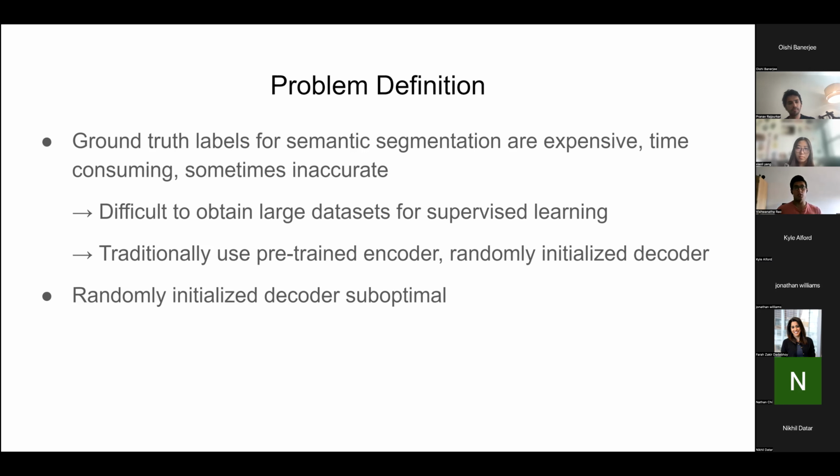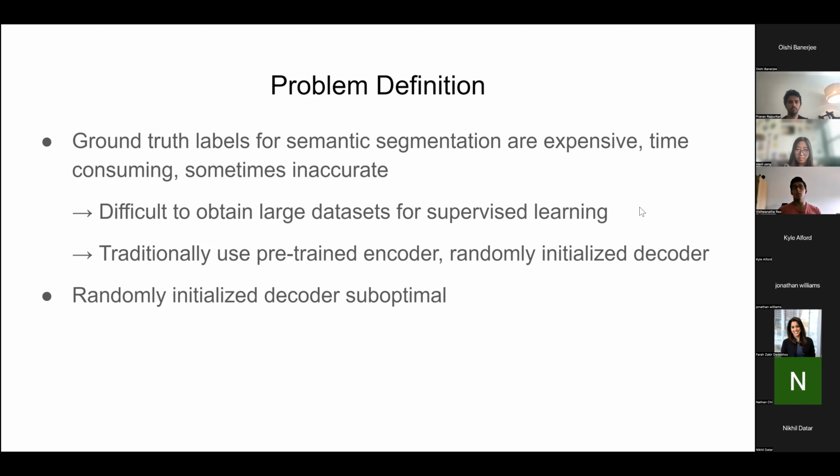As a result of this, we traditionally use a pre-trained encoder and a randomly initialized decoder for semantic segmentation. For semantic segmentation, we normally use an encoder-decoder network, with the encoder necessary to extract the latent features within the image and the decoder necessary to bring back the resolution of the original image. So when we're dealing with small data sets, it's better to use a pre-trained encoder.